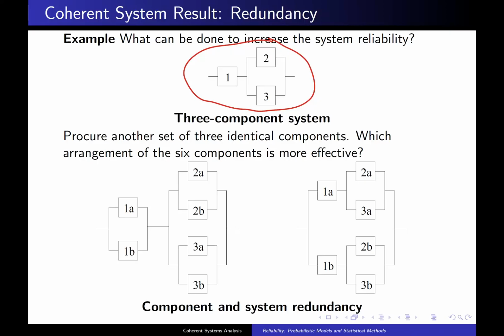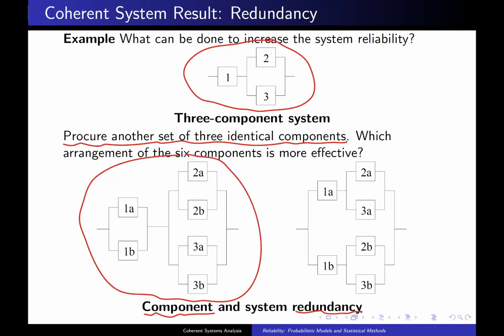Well, as mentioned before, one thing you can do is place things in parallel. So we procure another set of 3 identical components. And on the left is something called component redundancy. What it says is leave the system in place and take each of the components and in its particular position in the system just put another identical component in parallel with it, and that's called component redundancy.